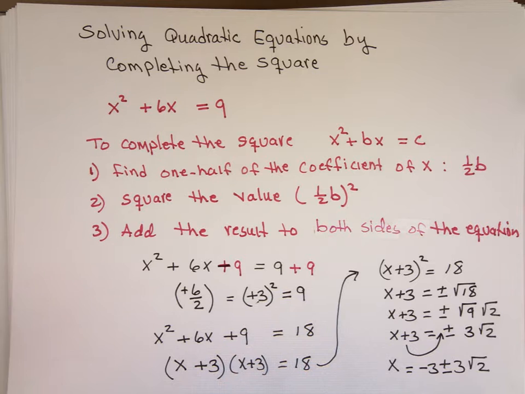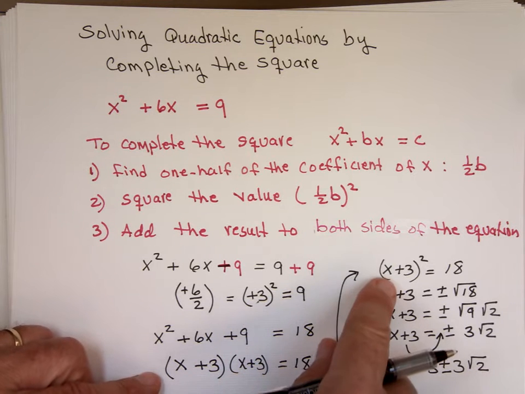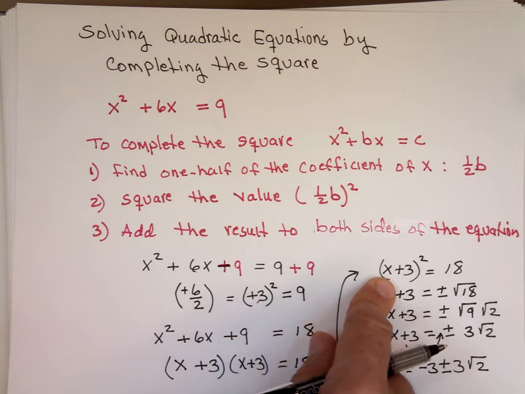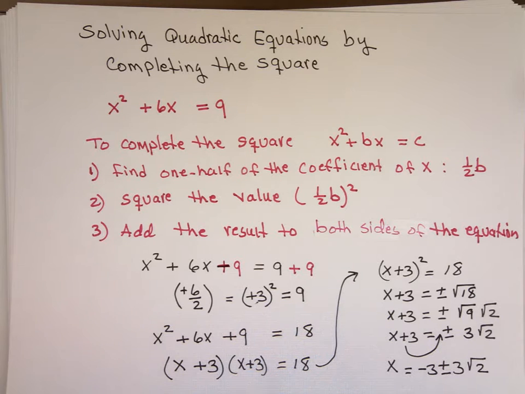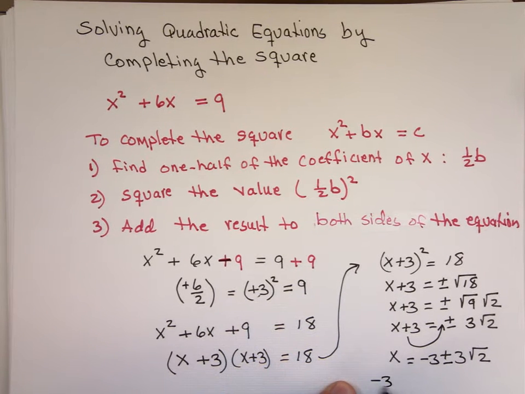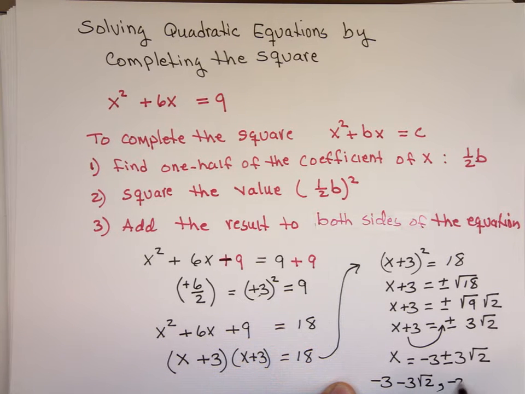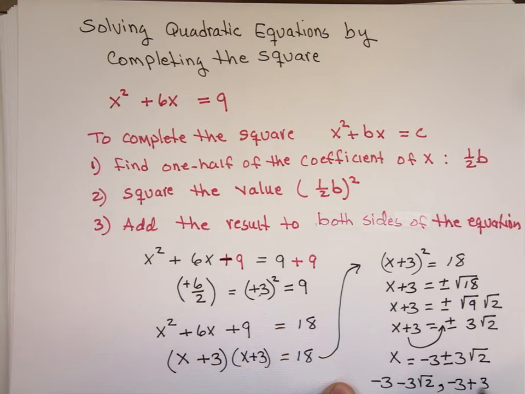It's negative 3 plus or minus 3 the square root of 2. So the whole idea of completing the square is so we can make it look like this, so we can use the square root method. So you have two solutions. Negative 3 minus 3 the square root of 2. Negative 3 plus 3 the square root of 2.